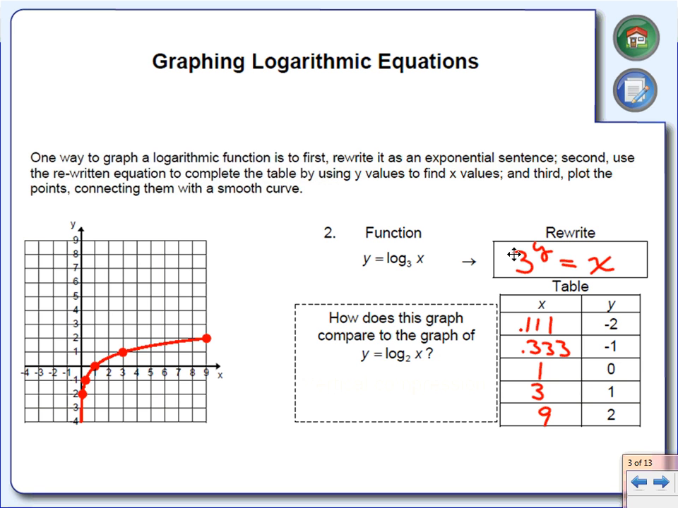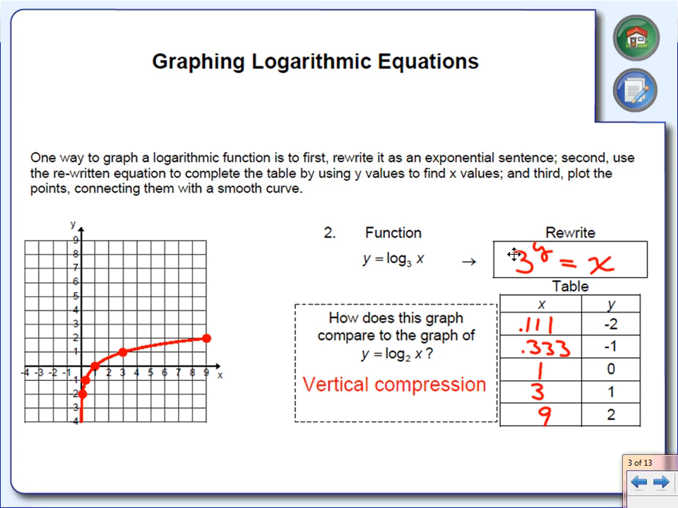Remember, we can move right, we can move left, we can move up, we can move down, we can vertically stretch, we can vertically compress. There it is. What happened is we vertically compressed. It's like somebody stepped on our parent function and squashed it down a little. We're vertically compressing.